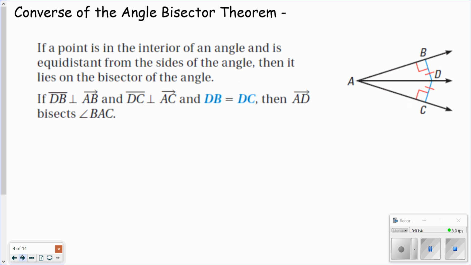The converse of the angle bisector theorem states if a point is in the interior of an angle that is equidistant from the sides of the angle, then it lies on the angle bisector. So if we do not know AD is an angle bisector, but I see that D is equidistant from one side of the angle as well as the other side of the angle, as well as makes a 90-degree angle, I therefore know that AD has to be an angle bisector.